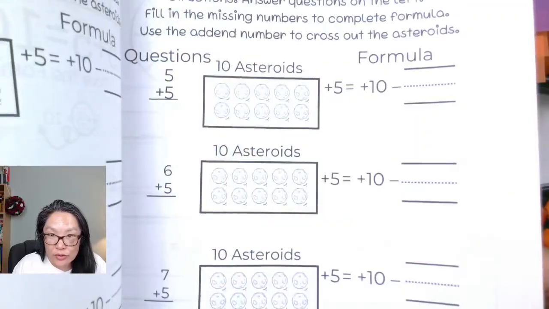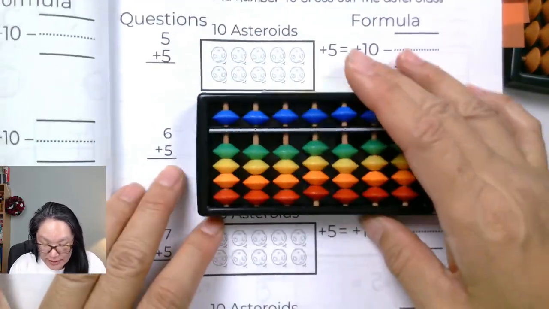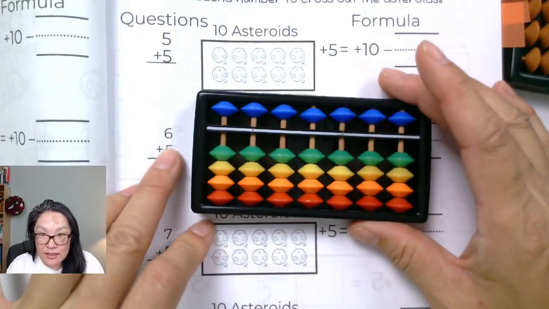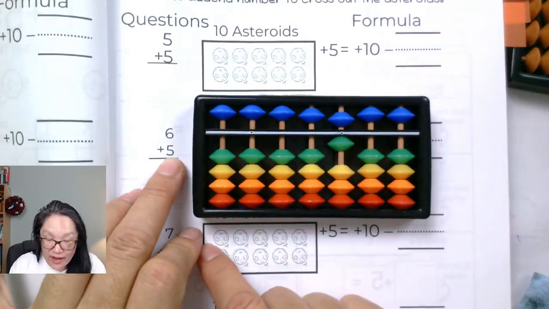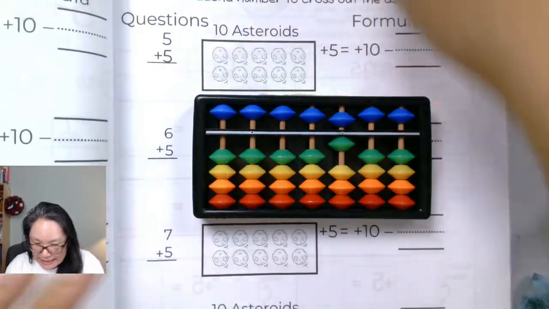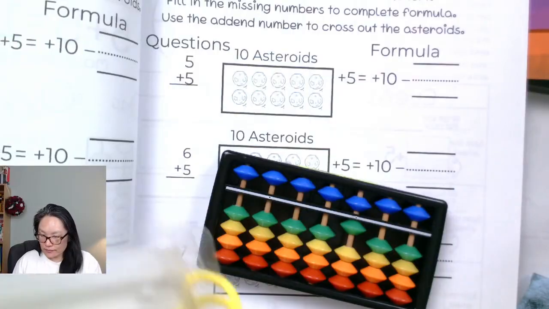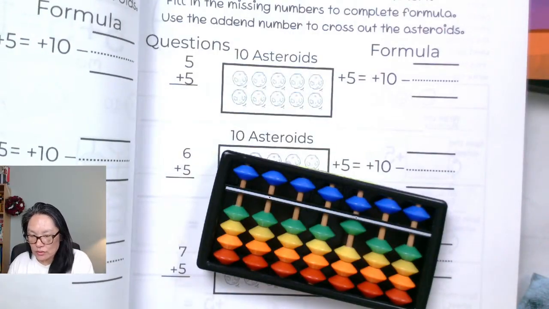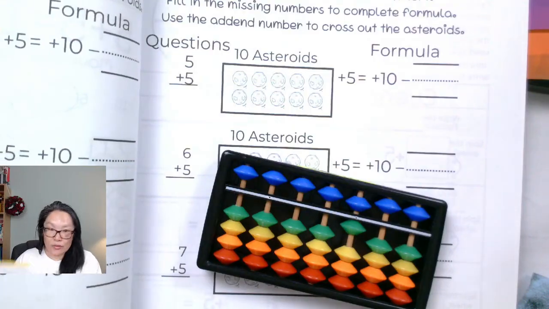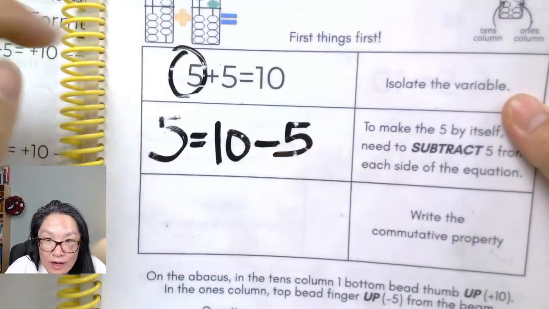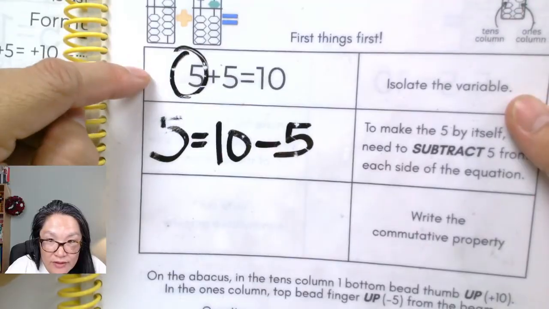We do 5, we do 11, 3, 6. Right? 6 plus 5, easy. Easy, easy. What is 5? So we do 5 is equal to 5 plus 5 is equal to 10. 5 plus 5 is equal to 10.